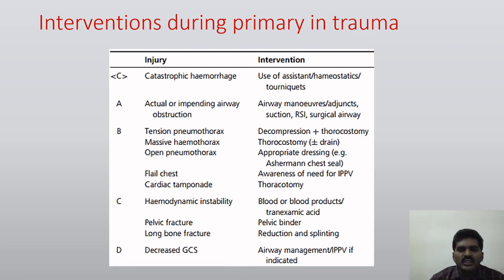For flail chest, you need to splint the flail segment. Awareness of the need for IPPV has to be kept in mind. For cardiac tamponade, you have to do a subxiphoid thoracotomy.